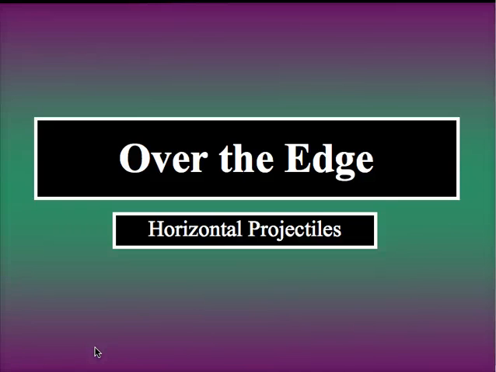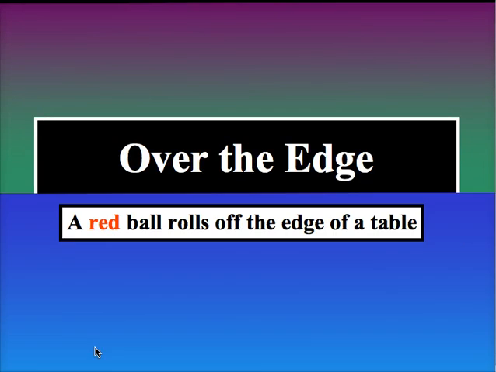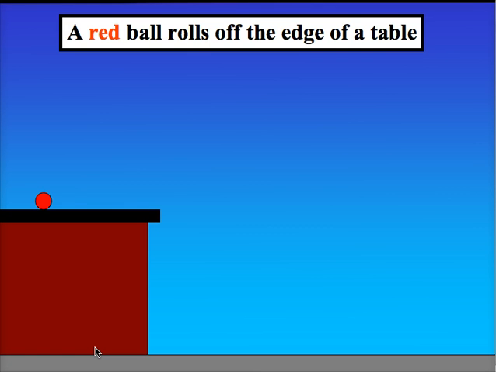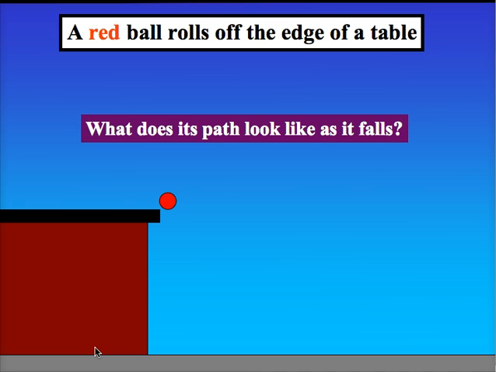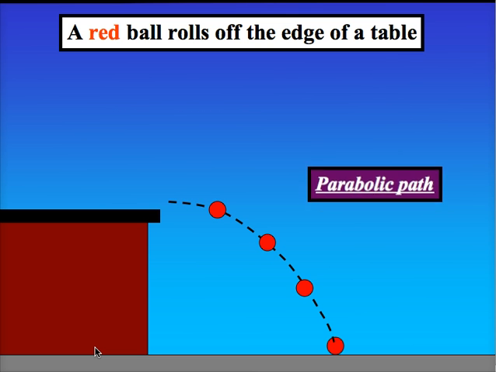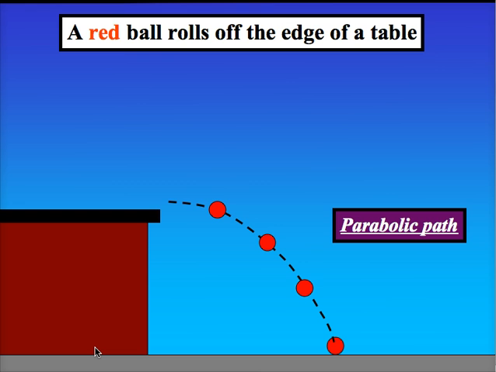Over the edge. Horizontal projectiles. So here's a red ball rolling off the edge of a table, a fairly typical horizontal projectile problem. What does its path look like as it falls? Well, if you recall from our ground launch, it's going to be a parabolic path. But now it's just half of the parabola. It starts horizontally and then falls with that parabolic shape.